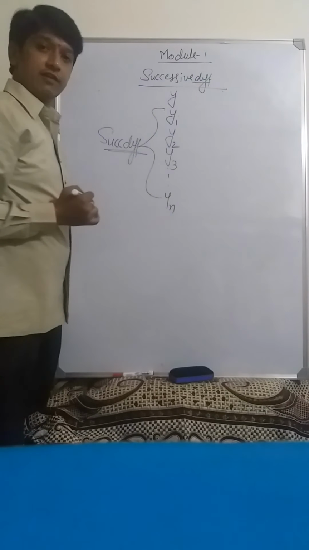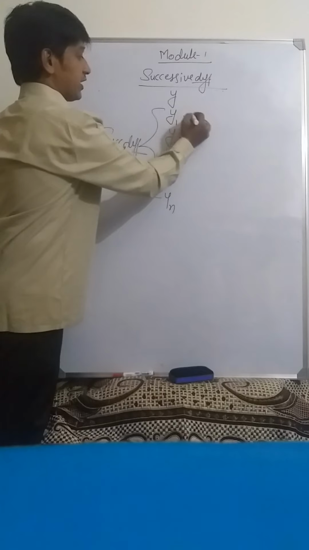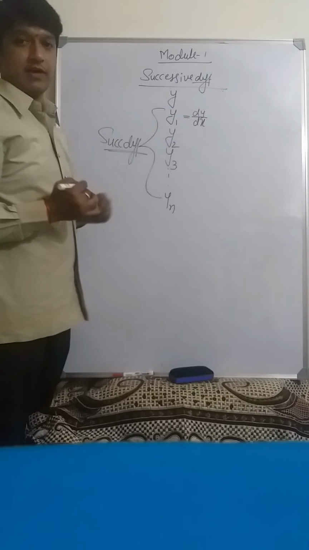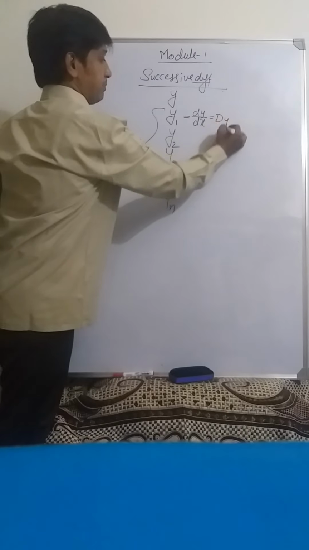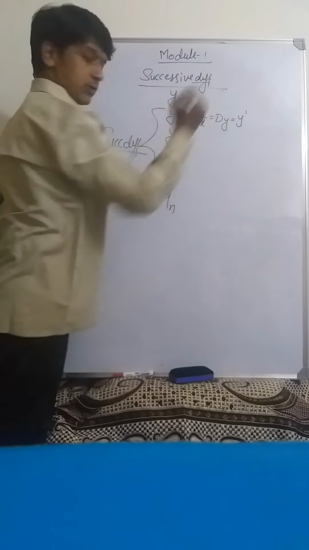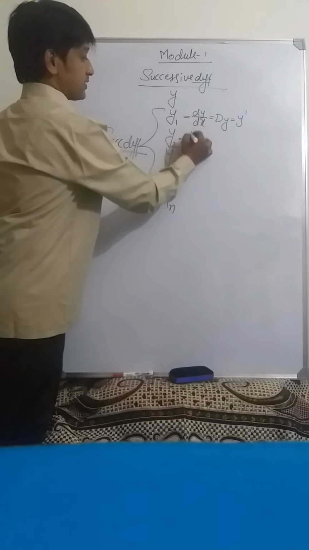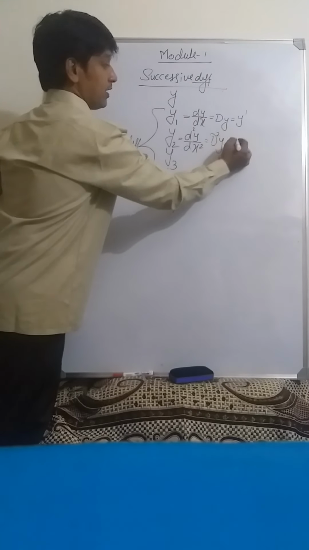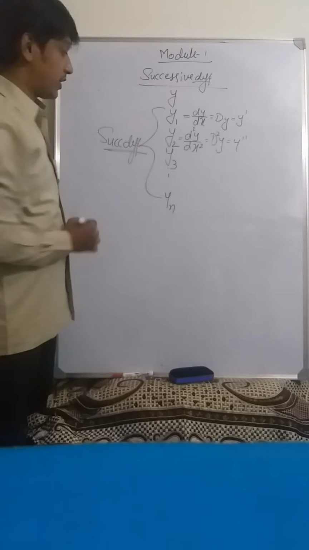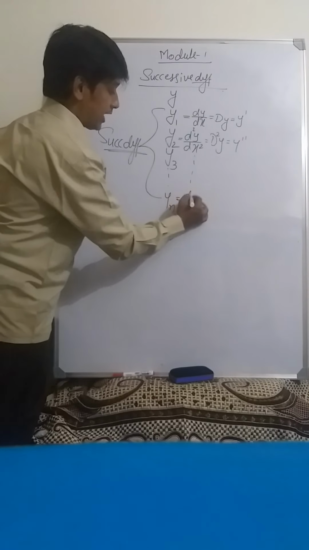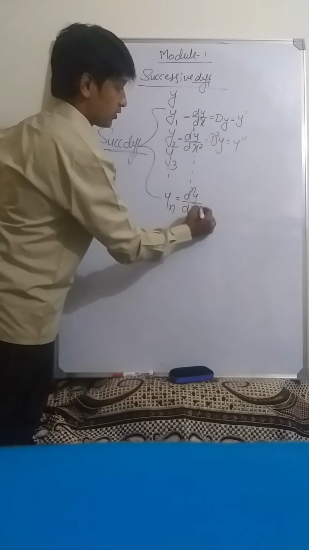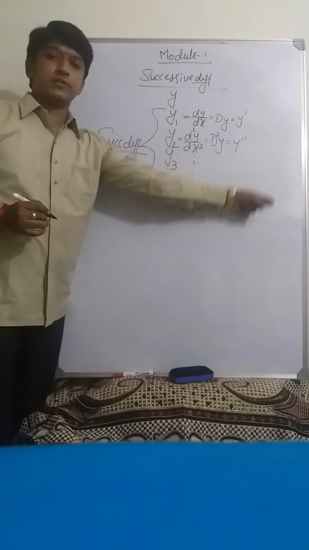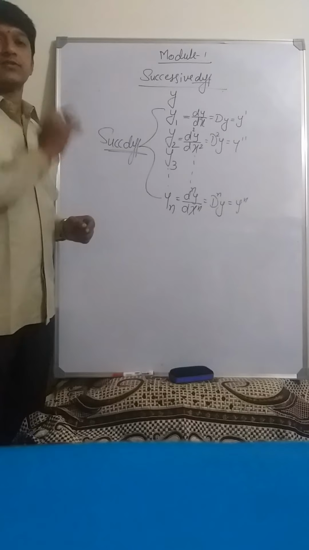Now we can represent this derivative notation in other formats also. The first derivative y1 can be represented as dy by dx, and this can also be represented as y dash. The second derivative can be represented as d square y by dx square, which can also be written as y double dash. Keep on doing this: the nth differentiation can be represented as d^n y by dx^n, or y power n. These are the different possible ways of representing our derivatives in successive differentiation.